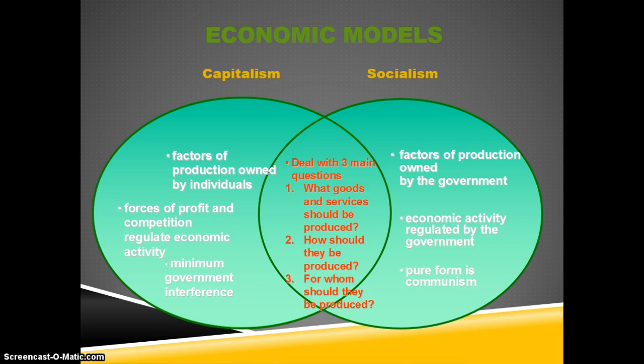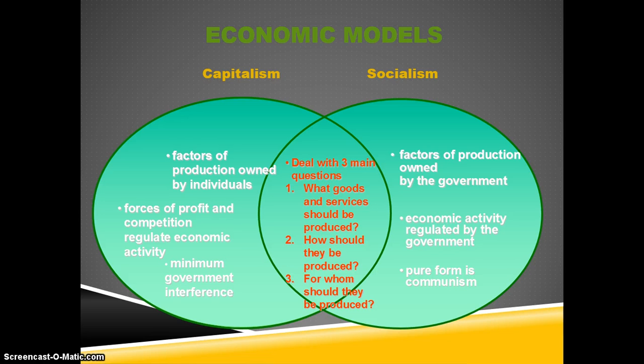Now, two differences as well. Factors of production. In capitalism, individuals own all factors, so the labor is private. Capital is provided by private. But in socialism, it's the government. They're two sides of a coin.